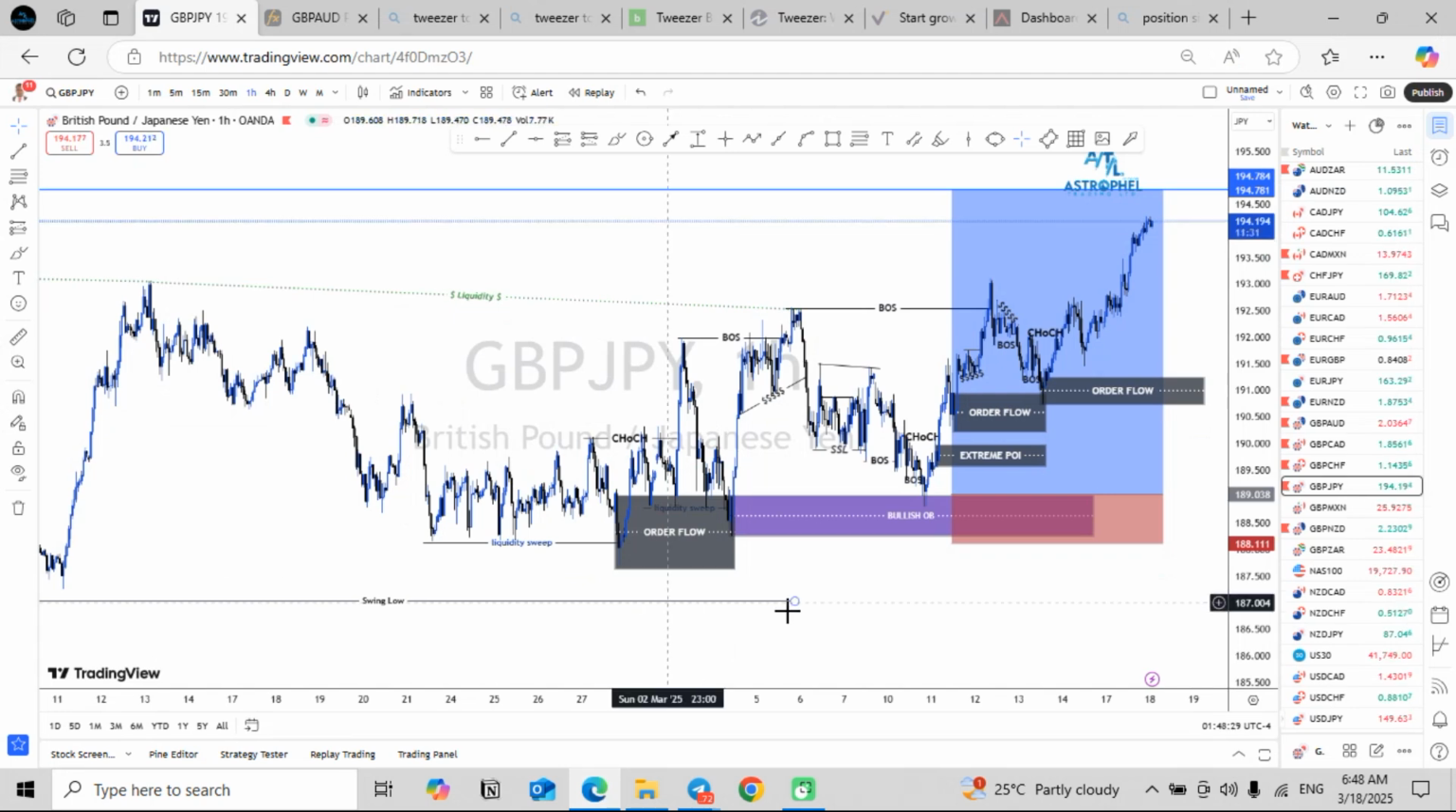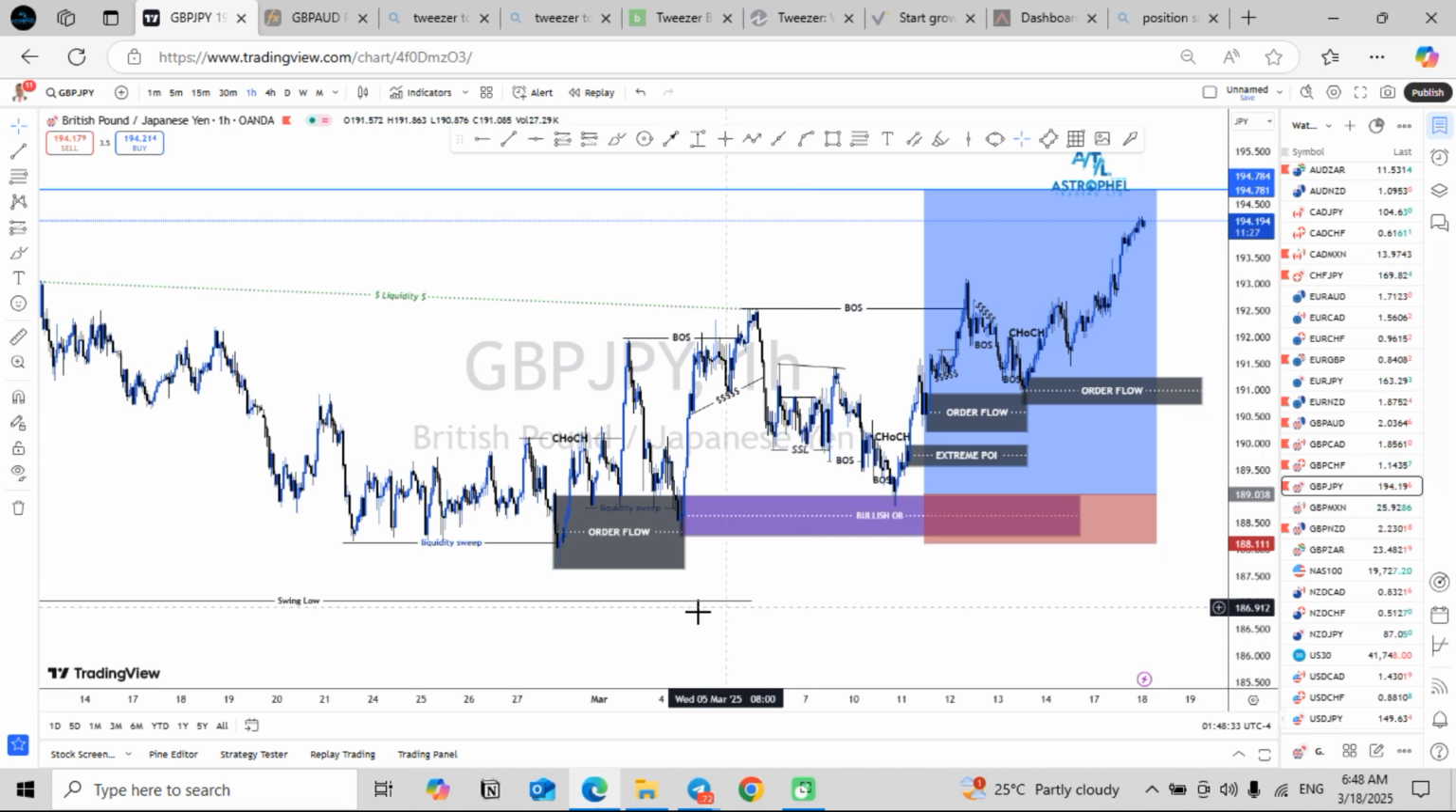So here is pounds JPY. As we can see, that expectation is exactly what we had. Price entered into the bullish order block, and ever since then price has been going up. So now you can see how clean and clear it is. These are the kind of trades that you are supposed to be looking for as a trader.